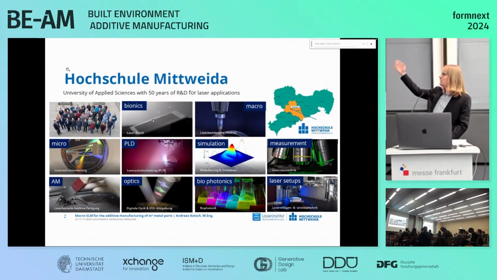For example, we can have bionic surfaces, we can have macro treatments such as laser welding and so on. We have microprocesses such as laser structuring, as you can see on the left-hand side. Then also we have pulse laser deposition to apply coatings, for example, to steel tools. We have a lot of simulations, measurements, and then bottom left, we have additive manufacturing, which is the main part today. Also, we have development of digital optics for EUV, for example, biophotonics, and then, of course, we also build a lot of our laser setups ourselves, so we have a lot of experience in that.